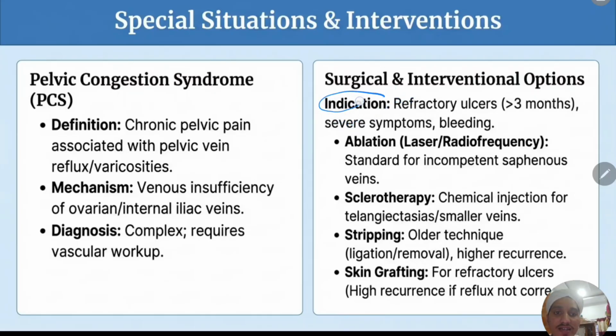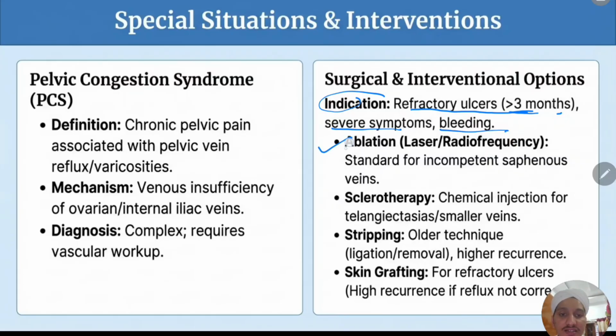When is it indicated? If the ulcers are refractory for more than 3 months, or if the symptoms are severe and not controlled by conservative measures, or if there is bleeding, then also you require it. So these are the three indications: refractory ulcers of more than 3 months, severe symptoms, and bleeding.